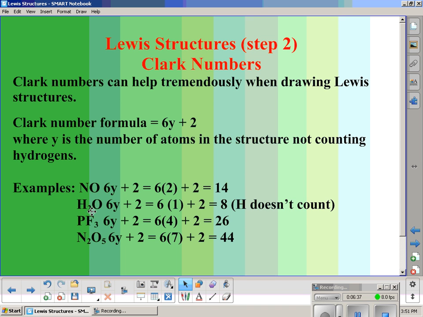Water. Okay, here, remember, hydrogens don't count. So we only have 1 atom that we're going to use in this equation. So 6 times 1 plus 2 is 8. Okay, here we have 1 phosphorus, 3 fluorines, so we have 4 for our value of Y. So we have 24 plus 2 is 26. I think you kind of get that. Let's move on.